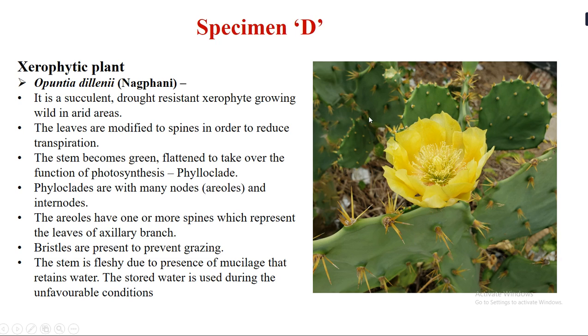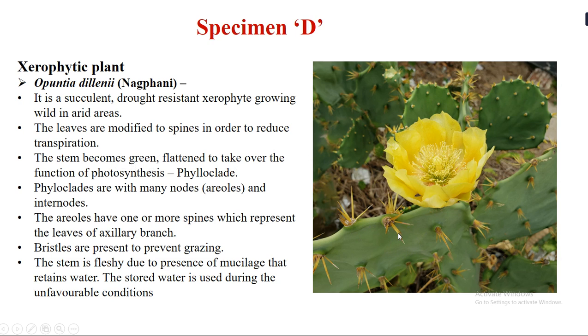Over here, the leaves of the plant are modified into spines. Why are the leaves modified into spines? They are modified into spines so that they can reduce transpiration. There is no water in the area anyway, so they have to reduce transpiration and retain their water. The stem becomes green and flat, and it does the process of photosynthesis.